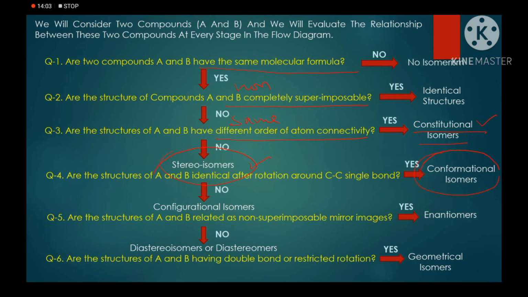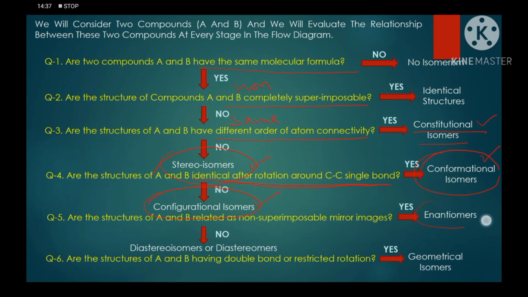Two compounds having the same molecular formula, non-superimposable, same order of atom connectivity, and identical after rotation around a carbon-carbon bond are called conformational isomers. Example, staggered and eclipsed. Then configurational isomers: again, two compounds having the same molecular formula, non-superimposable, same order of atom connectivity, and not identical after rotation around a carbon-carbon bond are called configurational isomers.